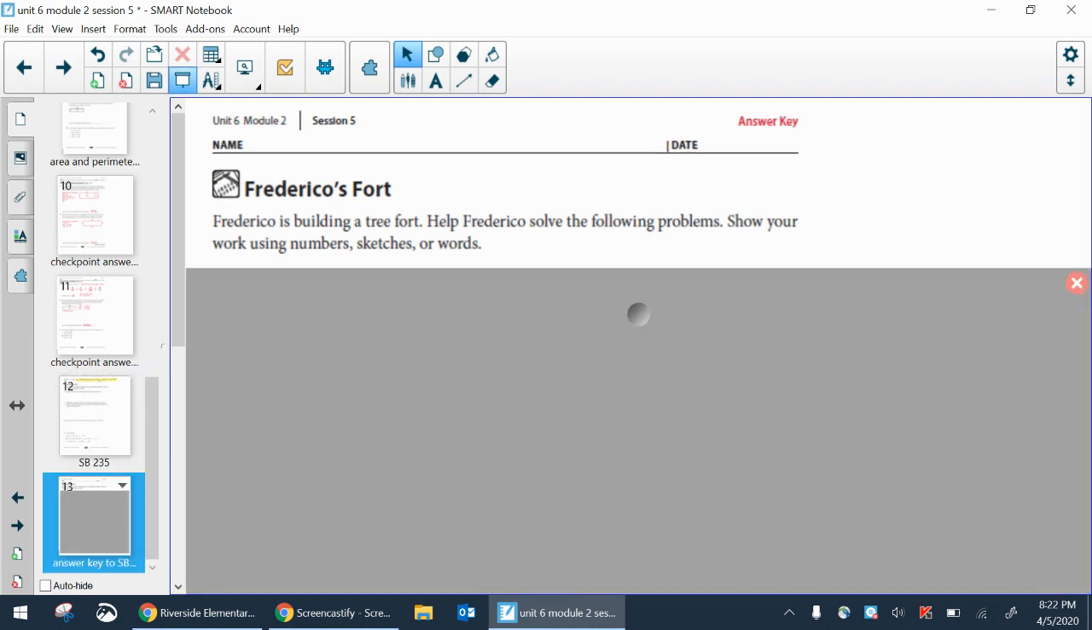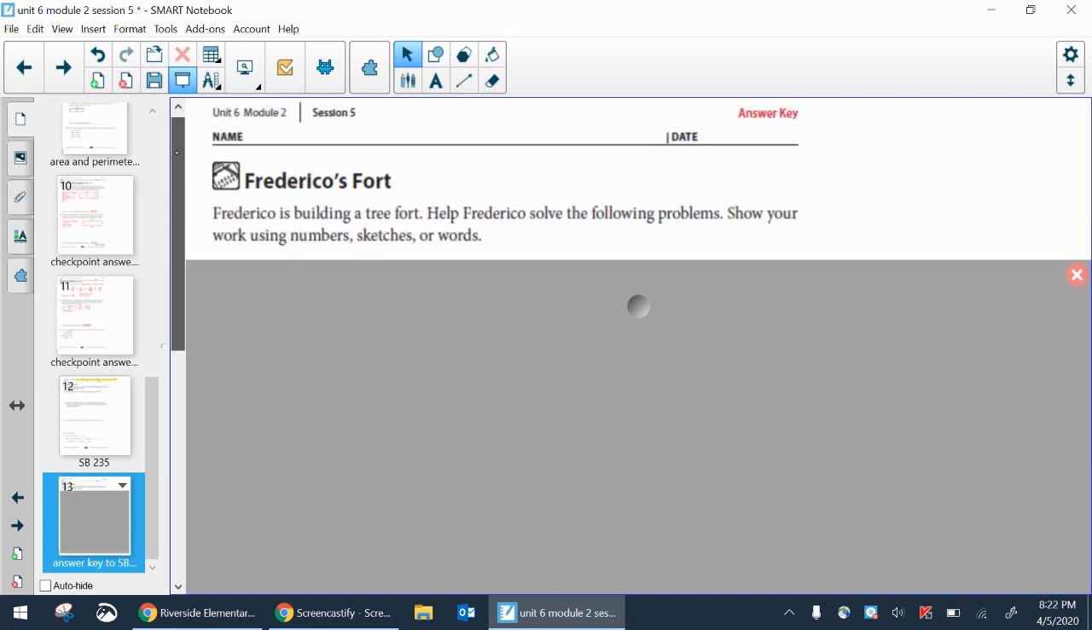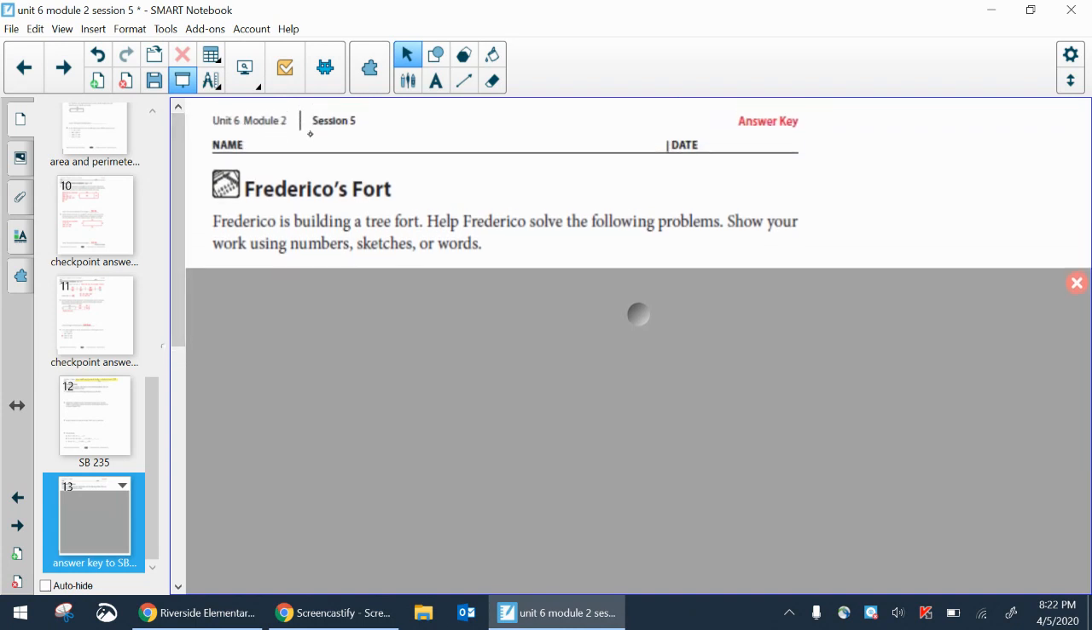All right, so at this time, I'm assuming you had a chance and some independent work time on student book page 235, and now you're back to see how you did with the accuracy of these answers. So let's walk through that, and you can check your work. Here we go with Unit 6, Module 2, Session 5, student book page 235, Frederico's Fort.